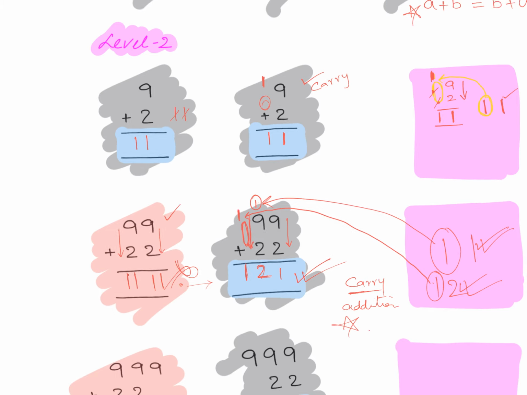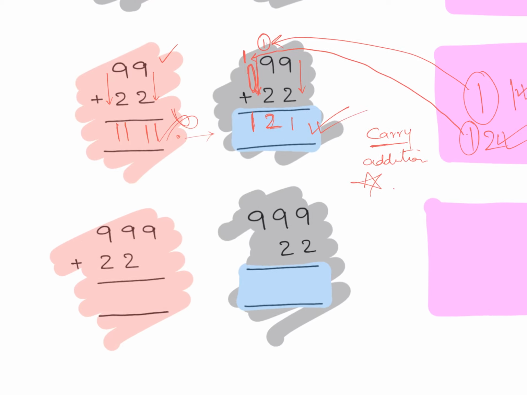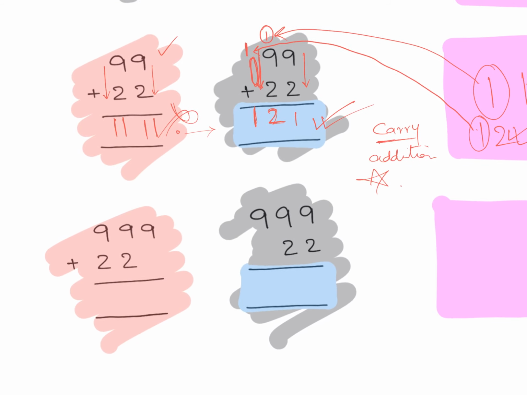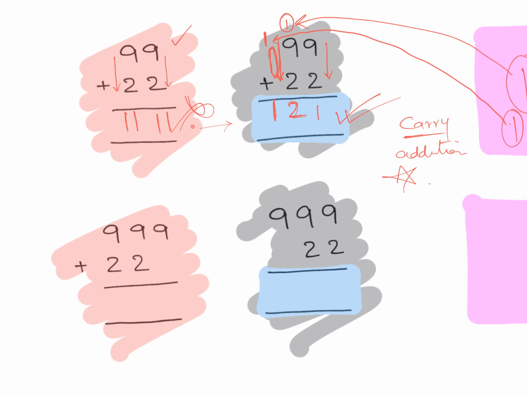Now let us move to the last set of problems. Here it has been given to solve 999 plus 22. So generally let us solve in this way. 9 plus nothing, so 9 plus 0 is 9, and 9 plus 2 is 11, so the first number has to be carried, so I will keep one over here and the other one over here.